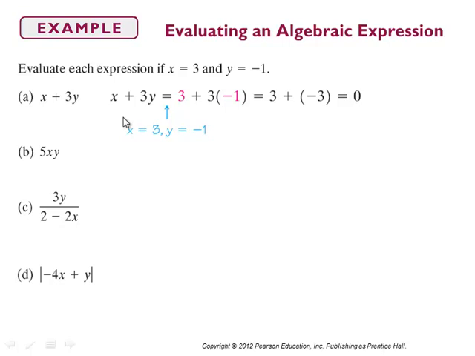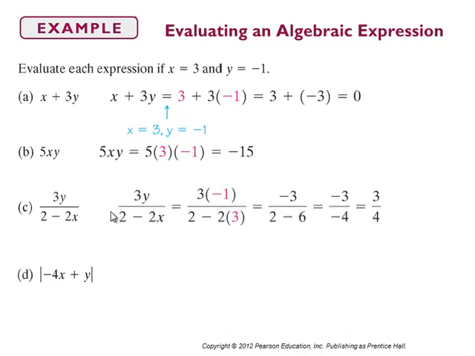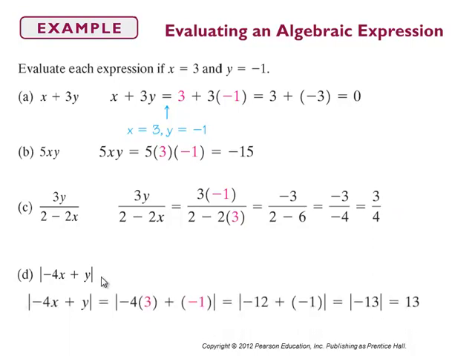5xy, so again plug in 3 for x and -1 for y, and you end up with -15. Here we've got 3y over 2 minus 2x. Again, plug in -1 for y and 3 for x. And you simplify, and you end up with 3/4. Moving down here to part D, again plugging in 3 for x and -1 for y. As you can see here, we end up with 13.